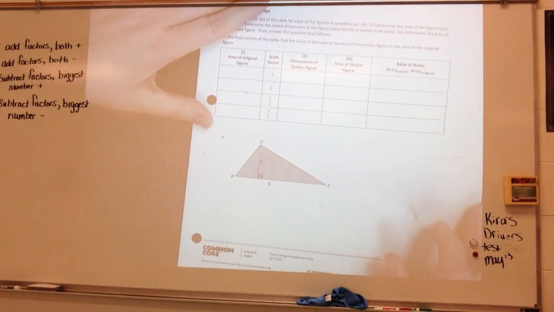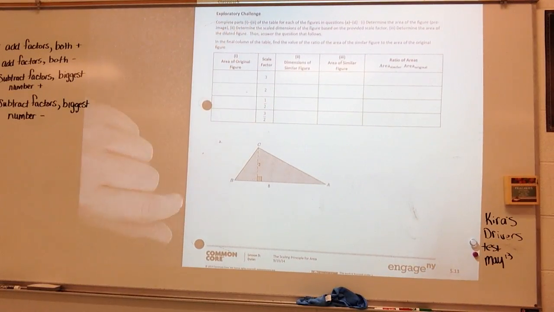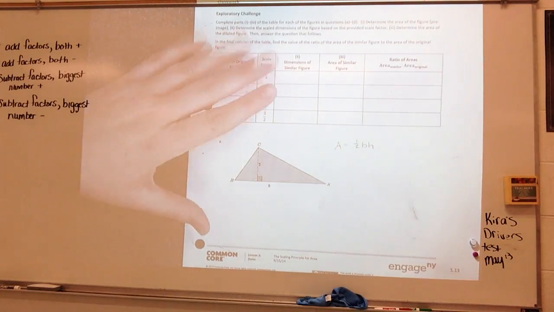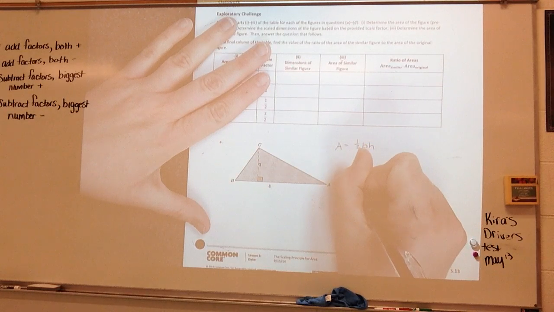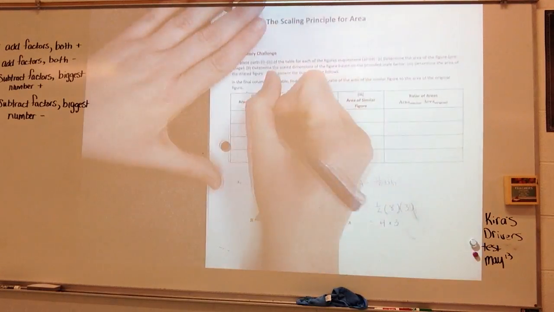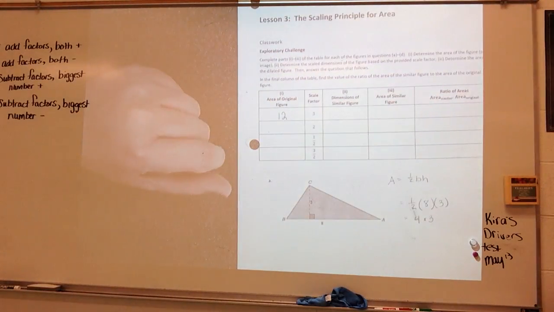Alright, so let's go ahead and look at the first figure. If you remember, the area of a triangle is 1/2 base times height. Alright, so let's go ahead and look at 1/2 times 8 times 3. So 1/2 of 8 is 4. 4 times 3 would give us an area of 12.